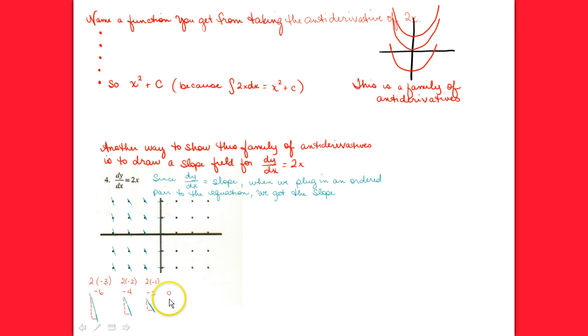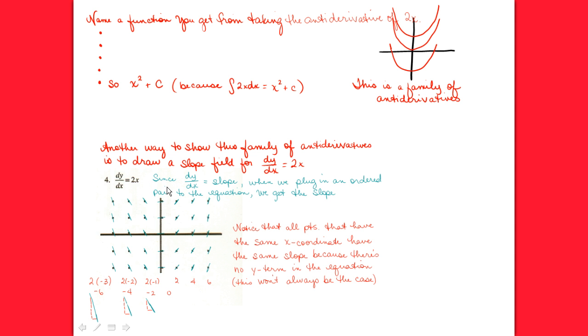Plug in 0 and I get 0, so I'm going to have horizontal lines all the way along there. And then we continue with that same idea. Plug in 1 and you'll get a slope of 2. Plug in 2, you get a slope of 4. Plug in 3, you get a slope of 6. So here is my slope field for that function.